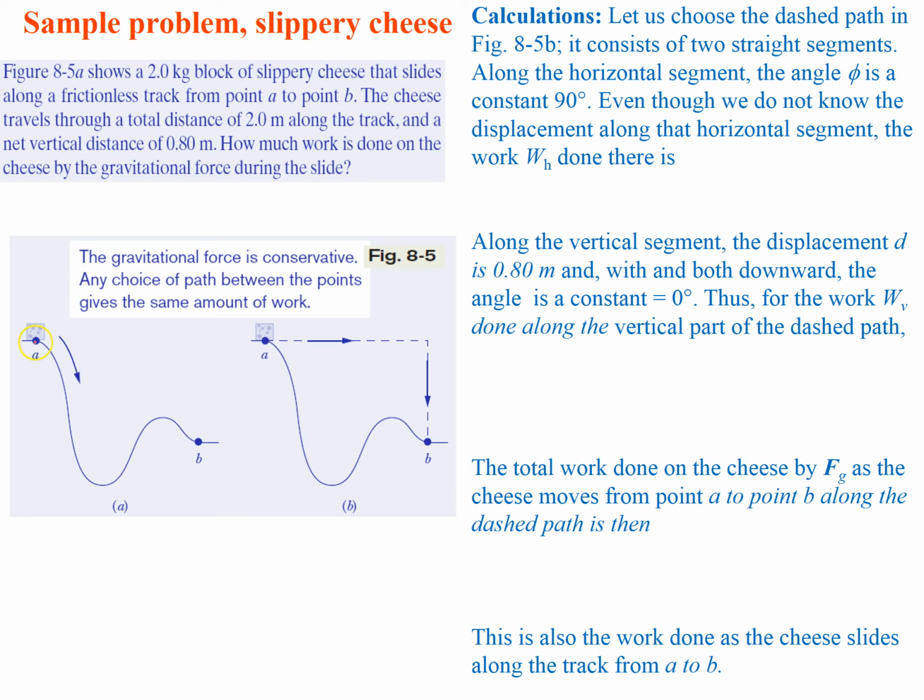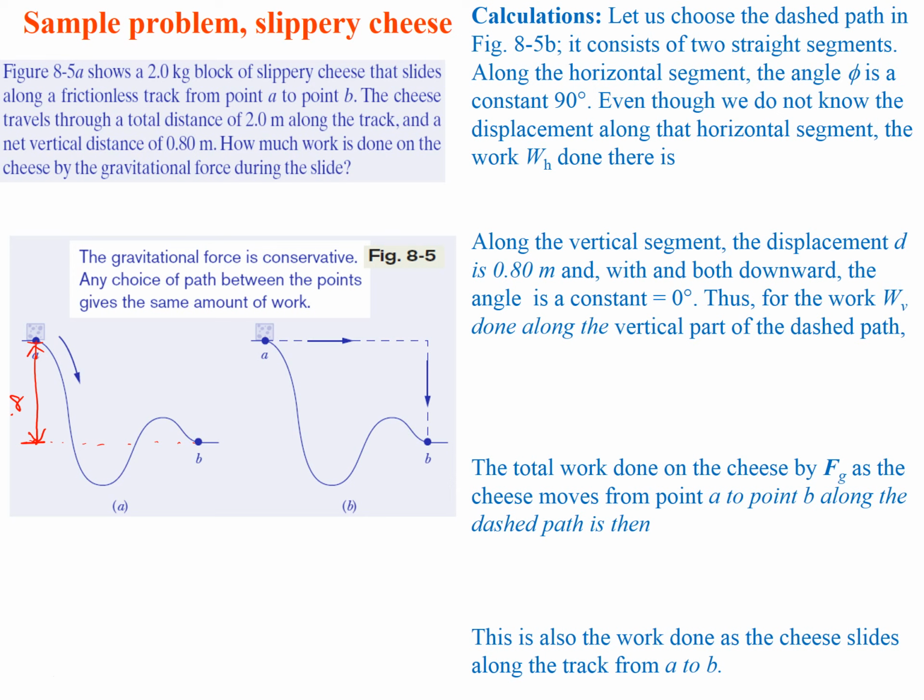So going from here straight down to here, a little farther, about there is going to be 0.8 meters. Now, how much work is done on the cheese by the gravitational force during the slide? First, let's choose this dashed path in the second picture.